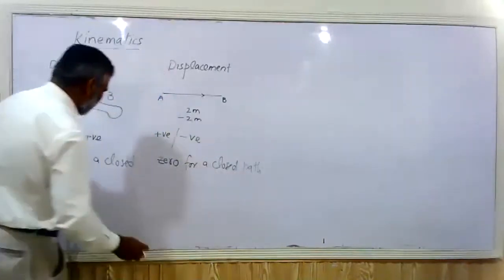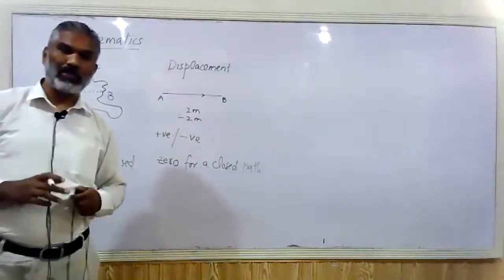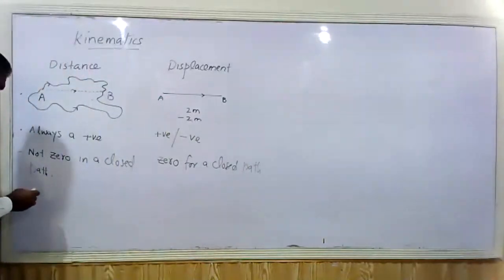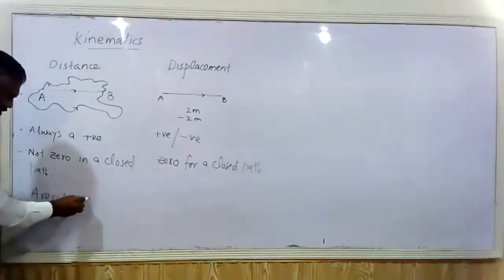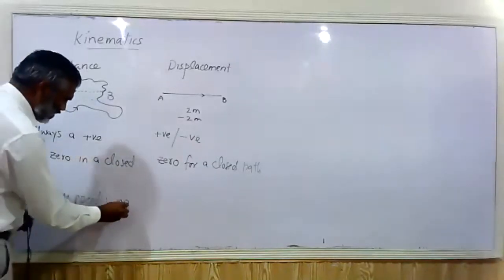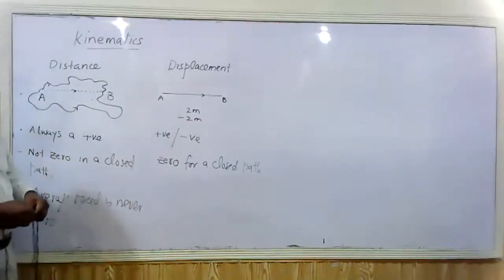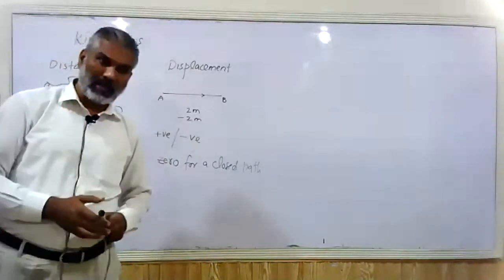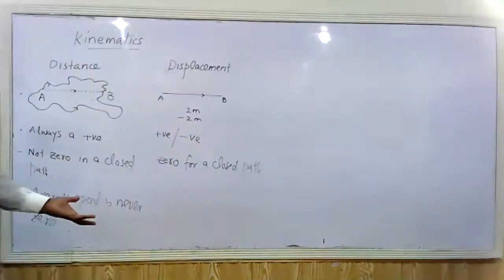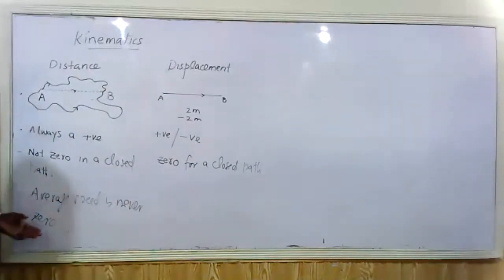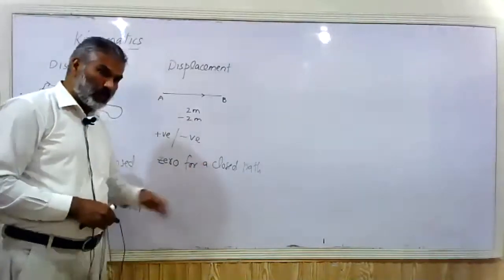For this reason, average speed is never zero. If you have moved some distance, you divide by some time, there will be an average speed which is not a zero quantity, because you have moved some distance, but average velocity may be zero.